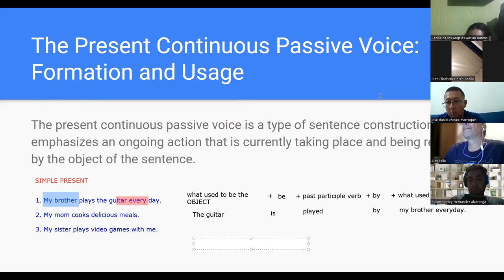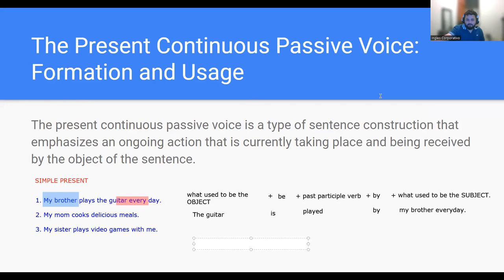Teacher, I have a question for the activity. Tell me. Why do we change the subject? What do you mean? Because we change the sentences. Why? We are talking about active and passive voice, right? So what we are saying is, I don't know if this answers your question. Because I don't understand this topic. Okay, all right, so I'll let your classmates answer this.